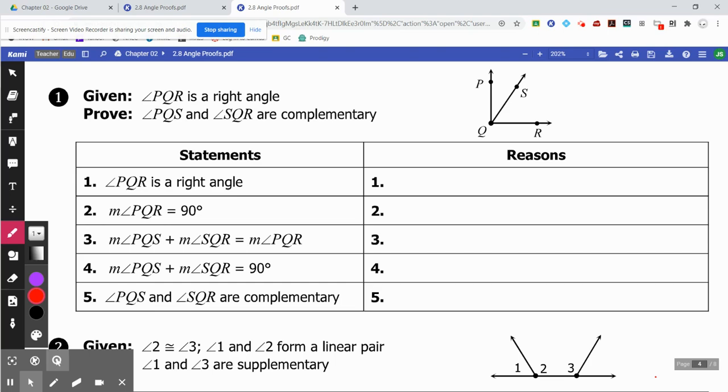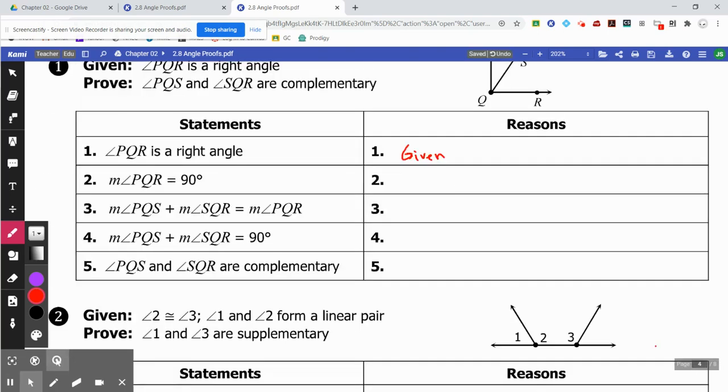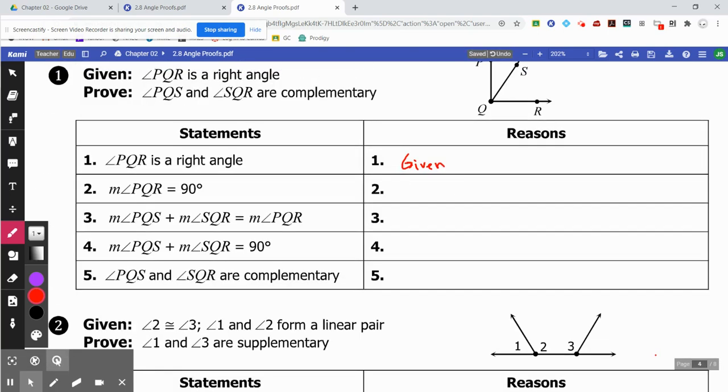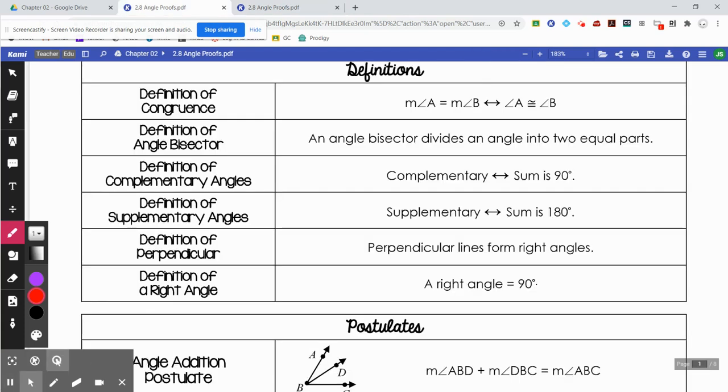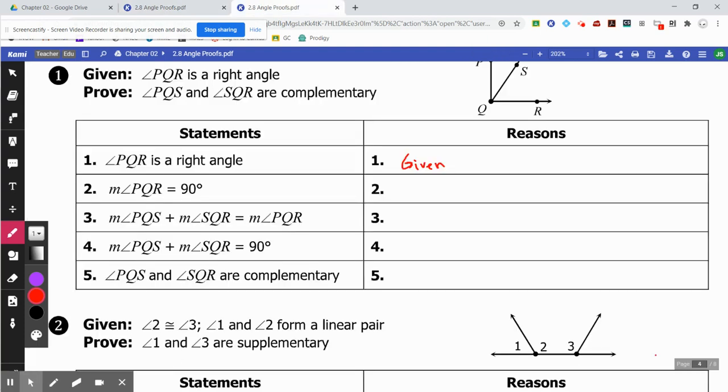First off, we're given that angle PQR is a right angle. That's our given. So therefore, the measure of angle PQR is 90. And that can be found right here by the definition of a right angle. Now this works forwards and backwards. If it's 90, it's a right angle. If it's a right angle, it's 90. All definitions are biconditionals. So that would be, again, definition of a right angle.